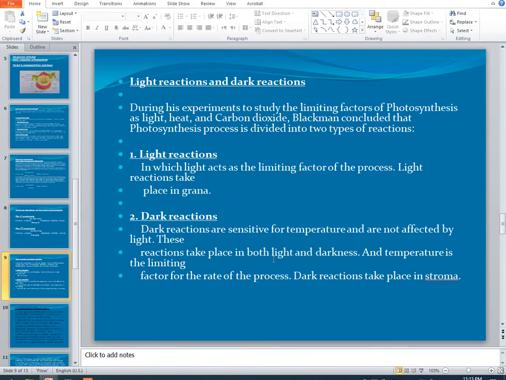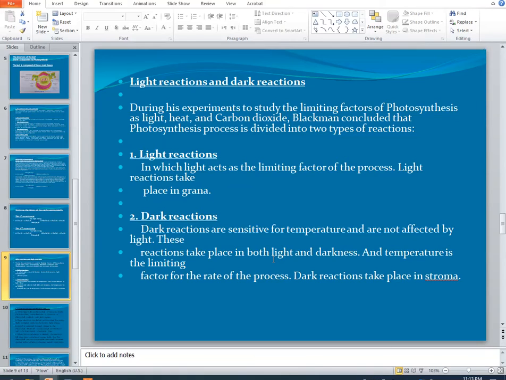Light reaction and the dark reaction. During his experiment to study the limiting factors of photosynthesis, such as light, heat, and carbon dioxide, Blackman concluded that the photosynthesis process is divided into two types of reaction. We have light reactions, where light acts as the limiting factor, and the light reaction takes place in the grana. We also have dark reactions, which are sensitive to temperature, not affected by light.